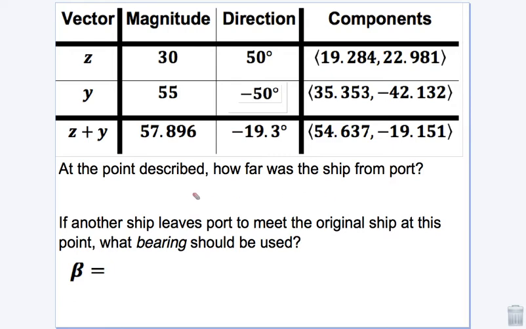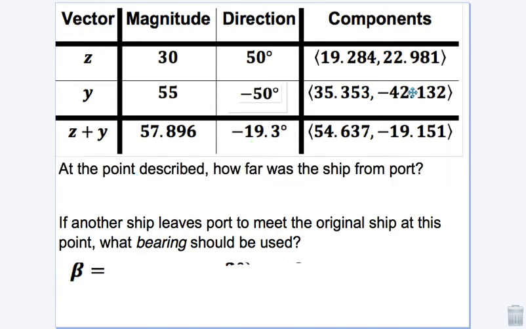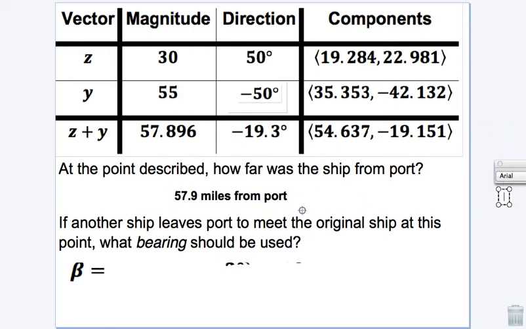Okay, from that information, oh, did I not? Dang it. I thought I had written it down already and I could just erase it. Oops. All right. Sorry, guys. So that tells me that the ship is approximately 57.9 miles from port. Okay, I just get that off of the table. Notice I went ahead and rounded to 1 decimal place.